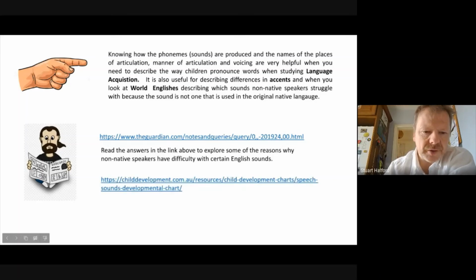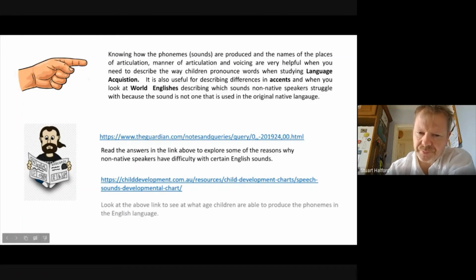And the other useful article is a little chart which shows you at what stage children acquire the different sounds, and that'll become quite important when we look at language acquisition further down the line.